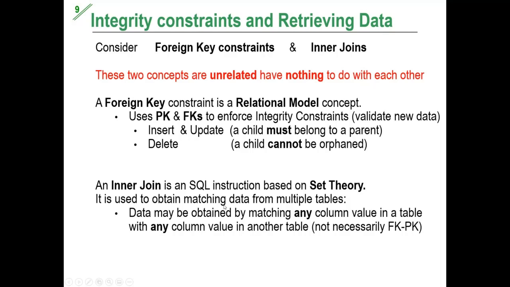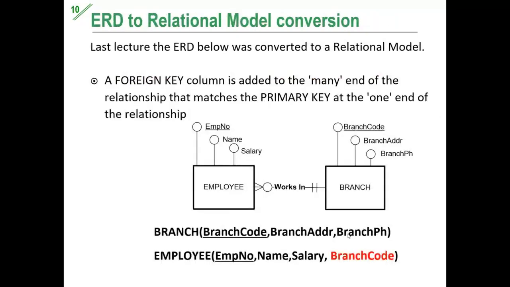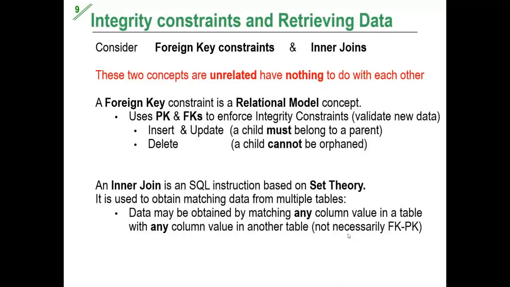But inner join actually comes from set theory, right? Remember set theory? Set theory means you are taking the intersection, or the common values, between different tables. So it's coming from set theory, basically. It's not necessarily the foreign key and the primary key. So that's about that small bit. I just put a couple of slides there in order to show the difference between these two concepts.